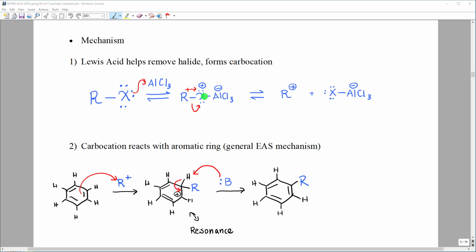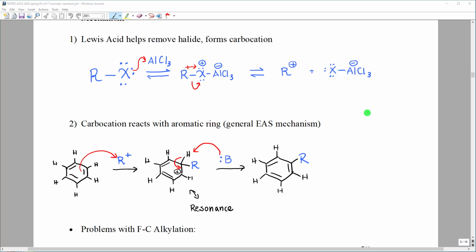Chlorine is inherently electronegative, doesn't like having a positive charge. The bond is already polarized toward the chlorine. So the pair of electrons will break away from the carbon group. They will end up on the chlorine. That will leave the carbon group with only 3 bonds, so it will become a carbocation. We will also have a byproduct of AlCl4 negative, which can then react with other things and regenerate the AlCl3.